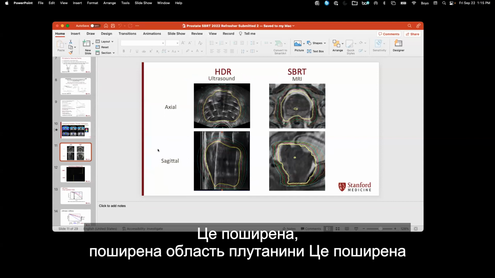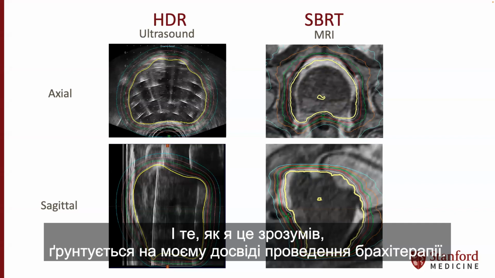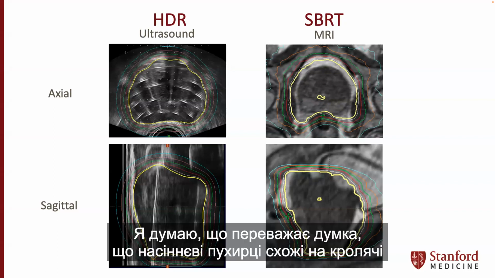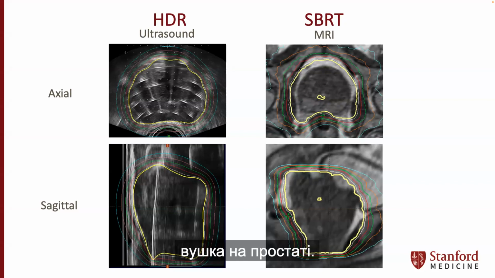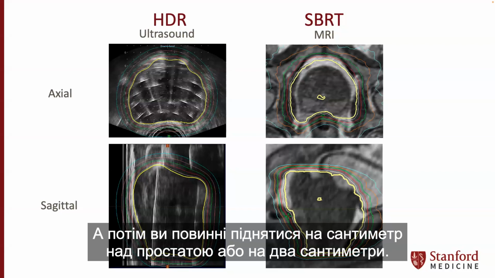This is a common area of confusion among radiation oncologists, trainees, fellows. How I've come to understand it is rooted in my experience doing brachytherapy. I think the prevailing idea is that the seminal vesicles are like bunny ears on the prostate, like little Mickey Mouse ears on top, and then you have to go a centimeter above the prostate or 2 centimeters.